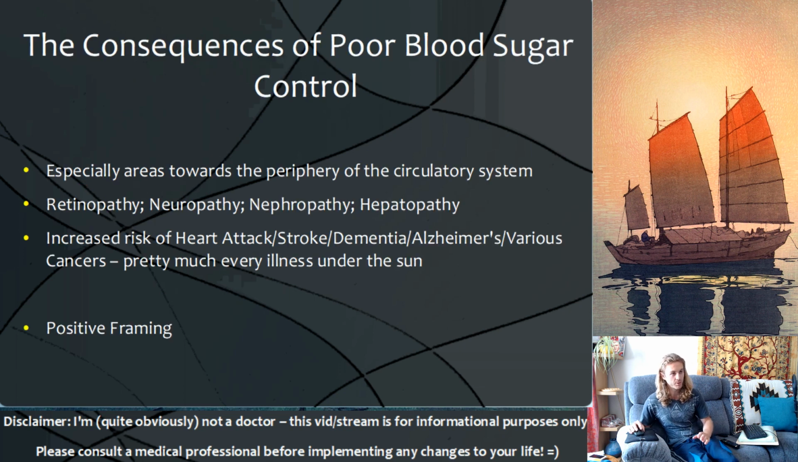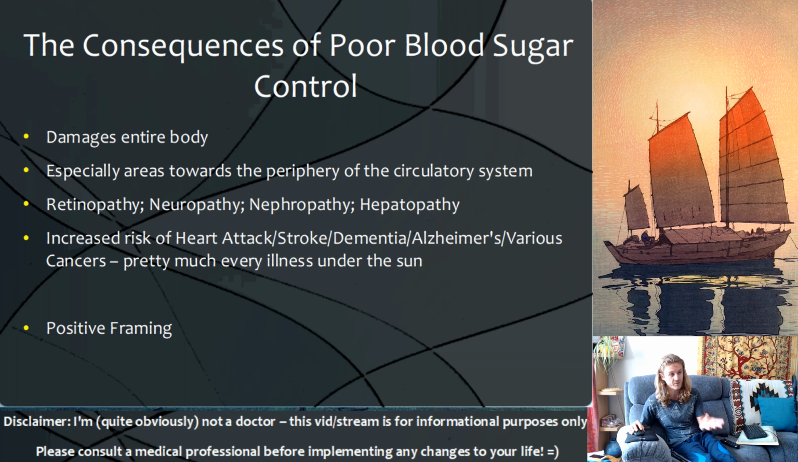Now the consequences of poor blood sugar control are pretty varied and vast. It damages the entire body, because the blood goes to the entire body. It especially damages areas towards the periphery of the circulatory system, things like the eyes and the kidneys.